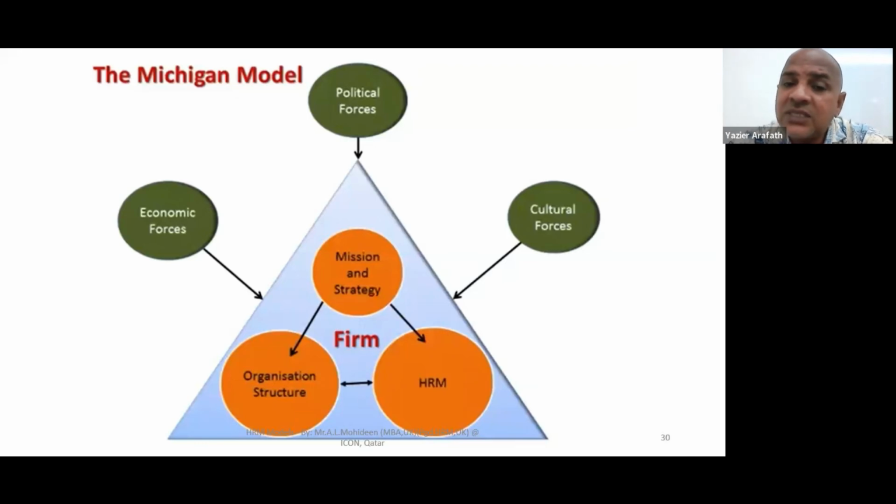These three things will be considered along with external things connected with political, economic, social, and cultural forces. Now here they are introducing external forces and internal things: how the organization should work, especially how HR should work in the organization, considering the internal and external things. This is the Michigan model.